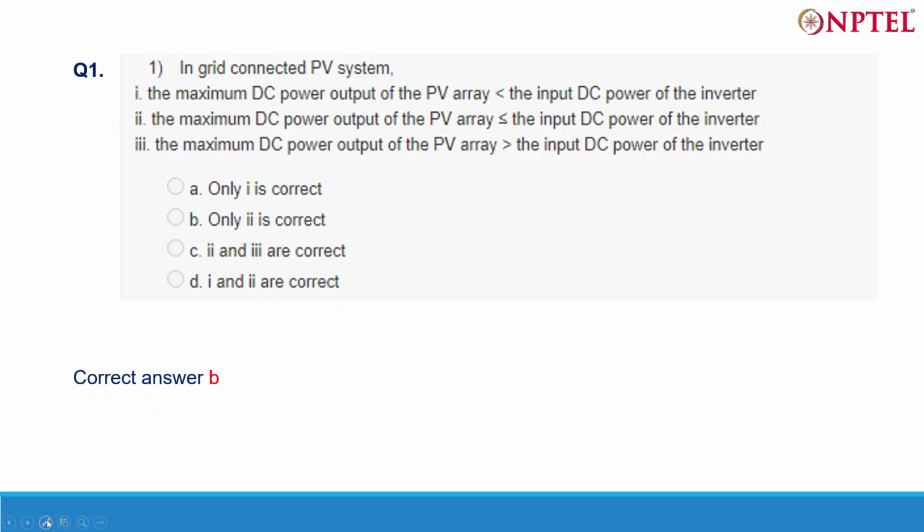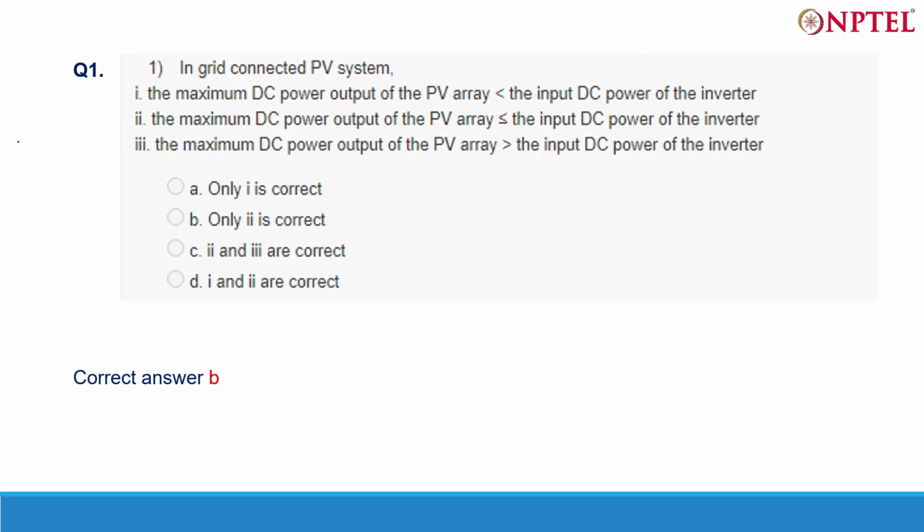So the first question is, in a grid connected PV system, the maximum DC power output of the PV array is less than the input DC power of the inverter; the maximum DC power output of the PV array is less than or equal to the input DC power of the inverter; the maximum DC power output of the PV array is greater than the input power of the inverter. So what can be the correct answer for this? Actually the maximum DC power output of the PV array should always be less than the DC power of the inverter. So only option 2 is correct here.